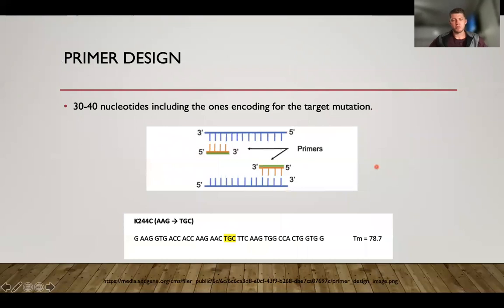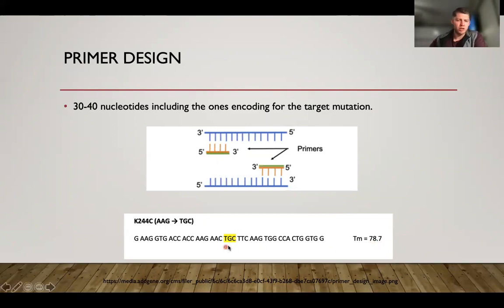The first step in Quickchange mutagenesis is designing the primers. These primers have to be designed with the melting temperature in mind to allow them to cooperate for PCR. So the melting temperature, as you see here, is close to 78 degrees, and this allows for it to bind and unbind to DNA as desired during the PCR process.